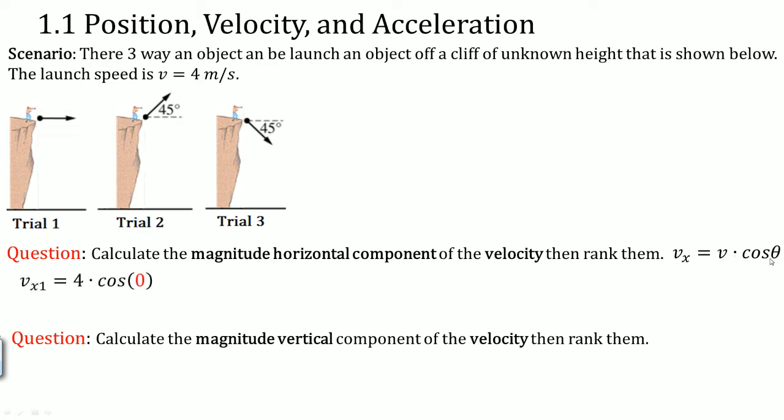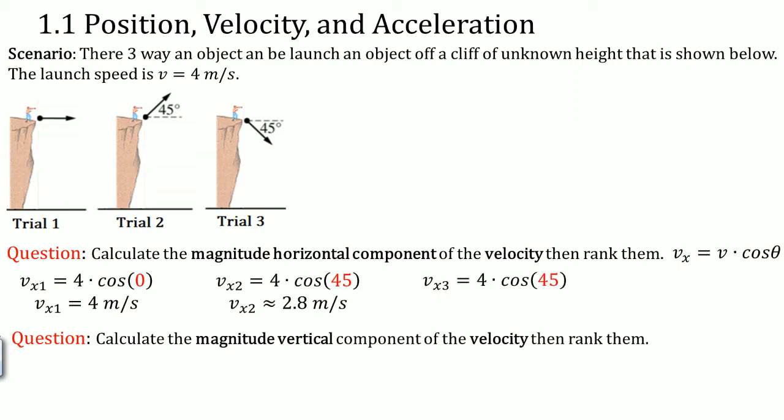So for trial 1, plug in the 0 for theta. You should get 4 meters per second. That makes sense because theta was 0. It was completely horizontal. Then in trial 2, you plug in the cosine of 45. That's going to be 2.8 meters per second.